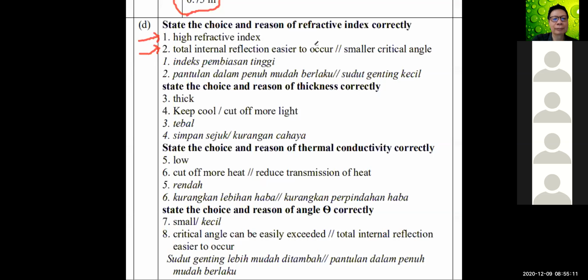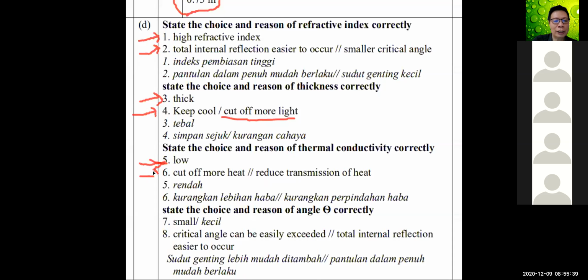happen. Yeah, the second one is you choose thick glass, very thick. The reason is cut off more light. You can block more light when it's thick. Okay, number 3, low thermal conductivity. The reason is reduce transmission of heat, cut off more heat.